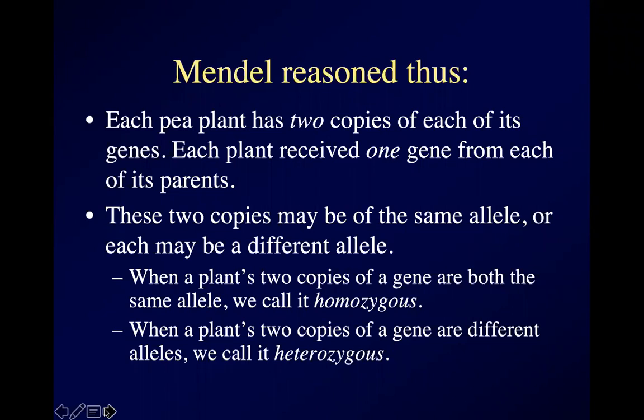You have 2 copies of each of your genes, and you got 1 copy from mom and 1 copy from dad. The 2 copies may be copies of the same allele, in which case we would say that you're homozygous, or they could be copies of different alleles, in which case you would be heterozygous.